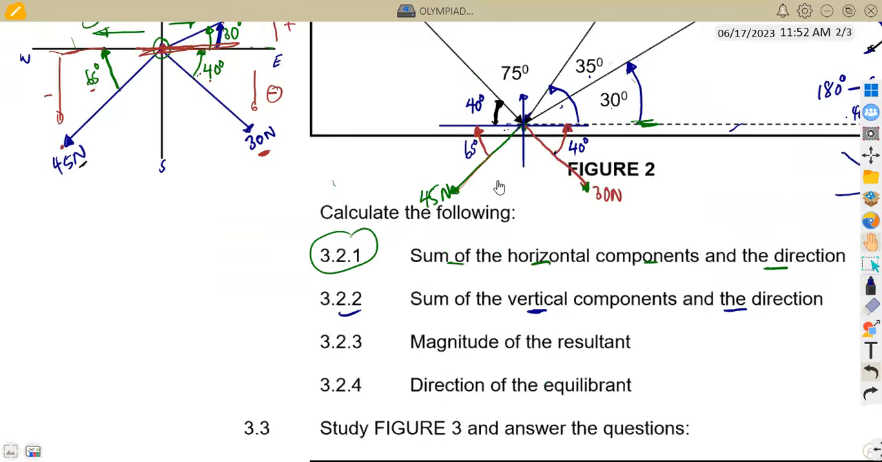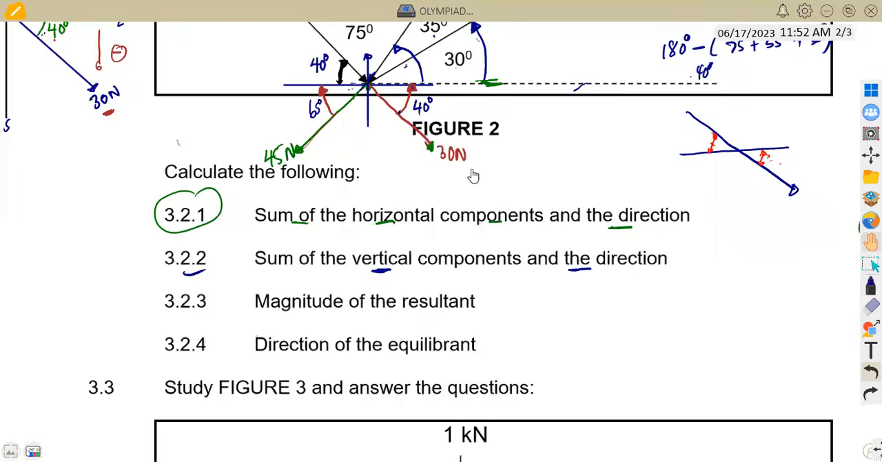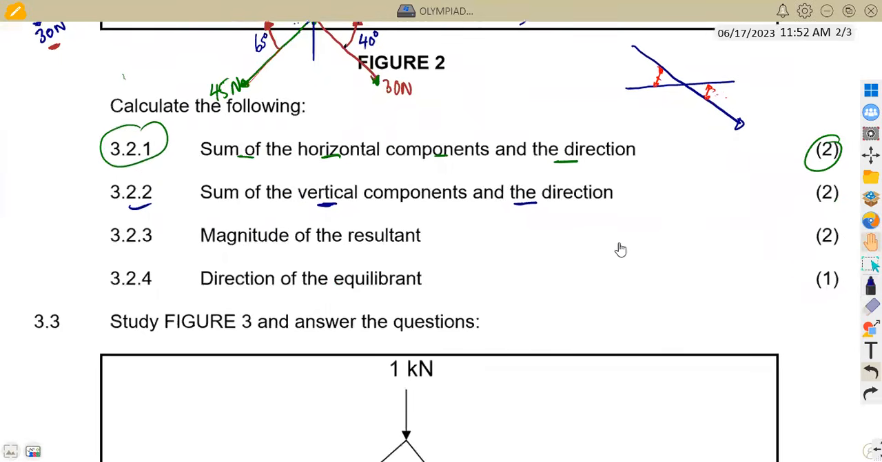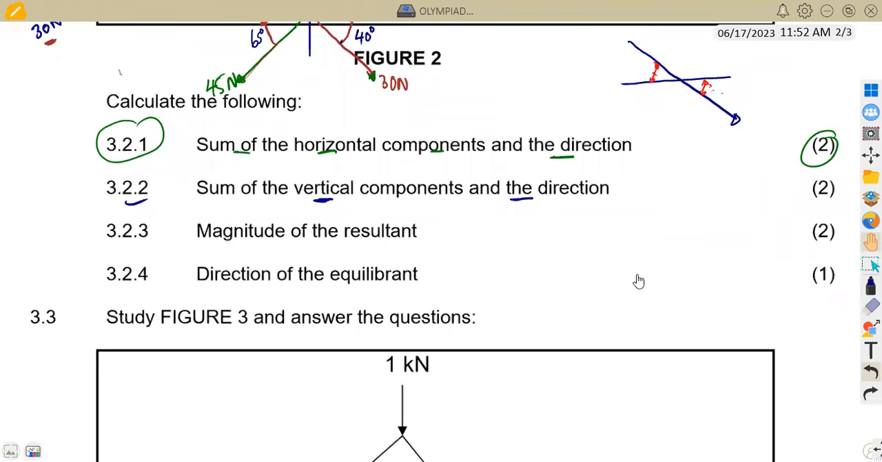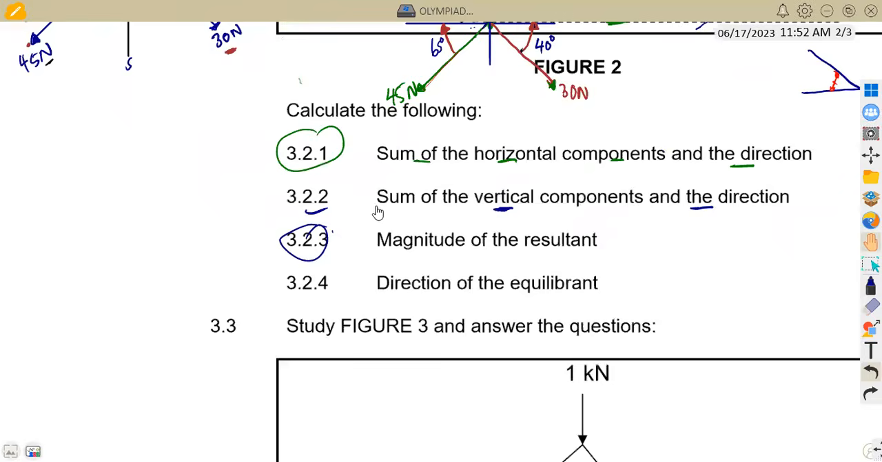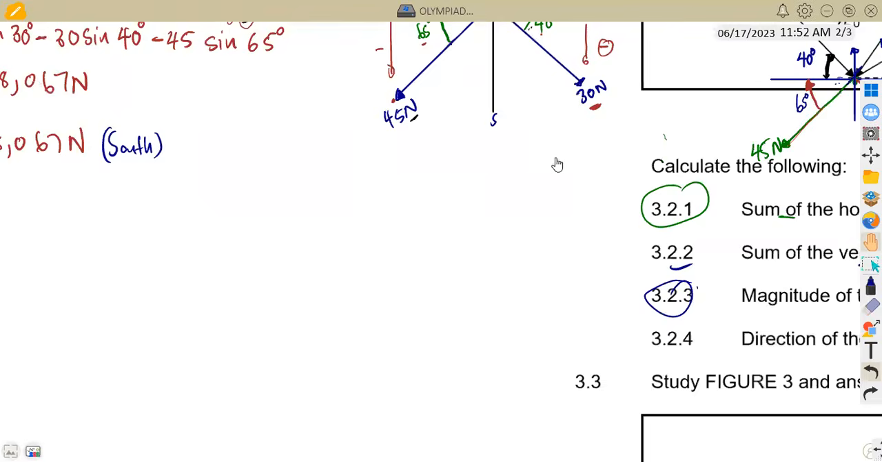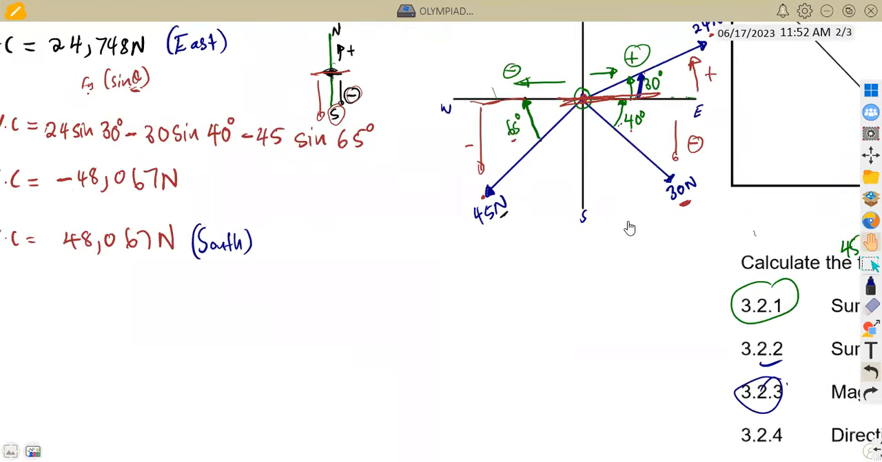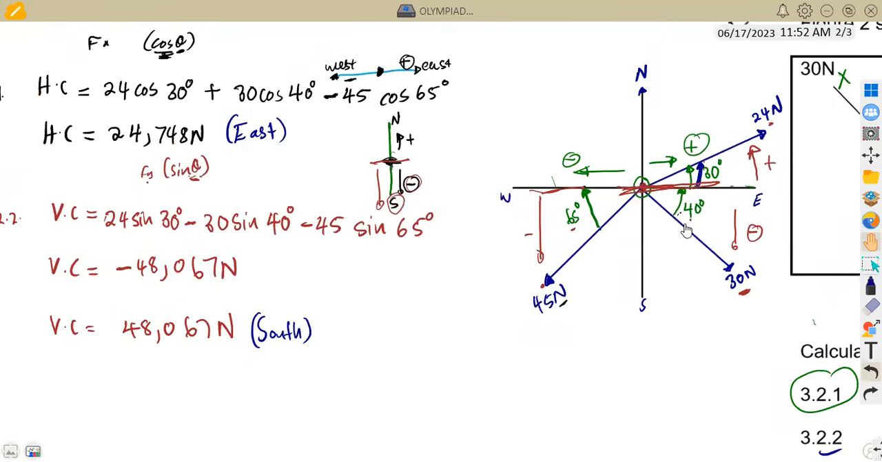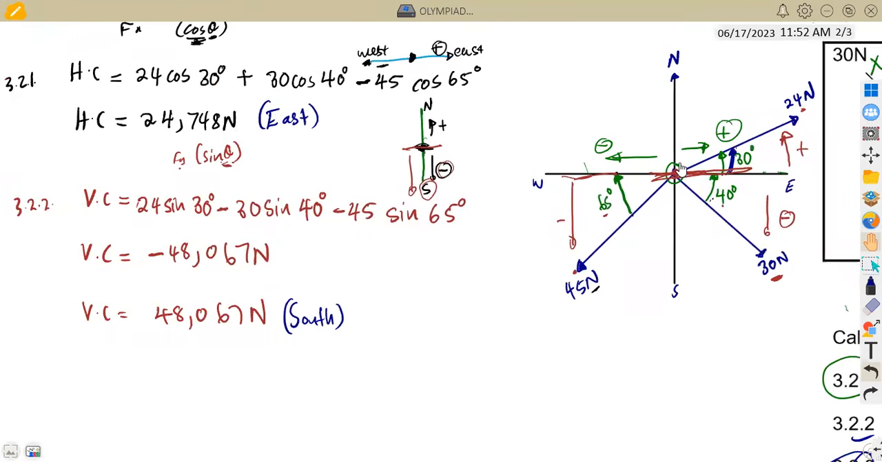Now we need the magnitude of the resultant and also the direction of the equilibriant. That is what we need in this case. Remember what I said, whenever you are working with the resultant, what you need is to focus on what you calculated from the vertical and the horizontal components. So we are going to have another diagram for the resultant. If you check, it's no longer from this diagram. This diagram gave us the sum.